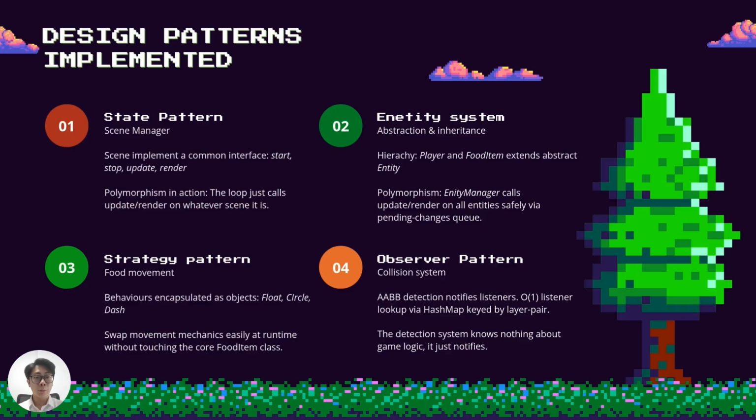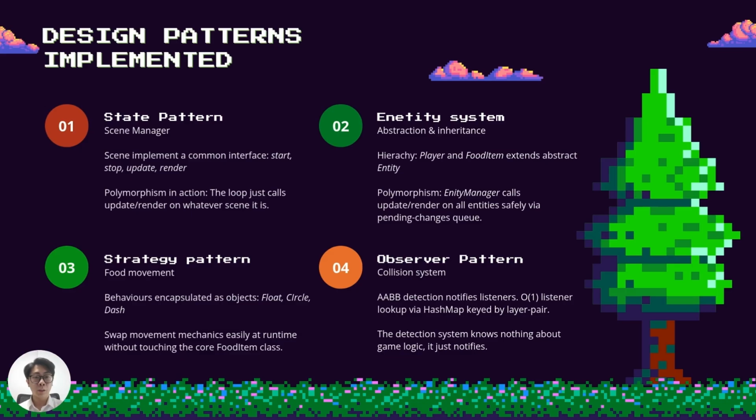The first major system is Scene Management, which implements the state pattern. Every scene, the menu, the 3 levels, and the end screen extend an abstract scene class with 4 required methods: start, stop, update, and render. The Scene Manager simply holds the current scene. When switching levels, it stops one scene and starts the next, while the game loop just calls update and render on whatever is active. That's polymorphism in action.